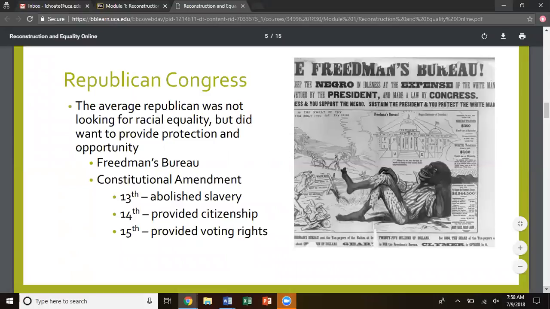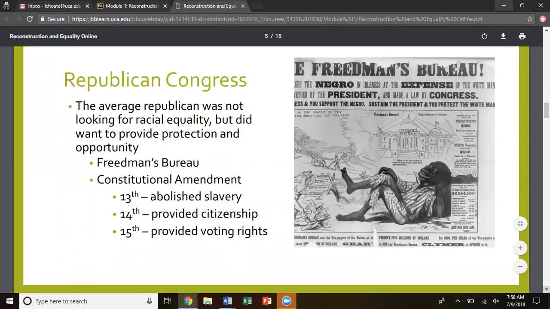So one of the things that the average Republican who controlled Congress did was they established the Freedmen's Bureau, which is a group of people who were designed to go down from the North into the South to help create things like hospitals and schools specifically for Black citizens because they were being denied health care and education amongst the white institutions in the South.